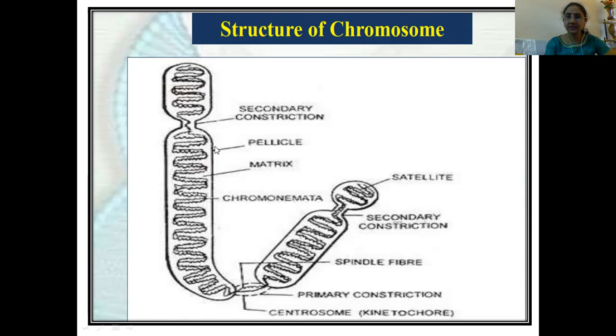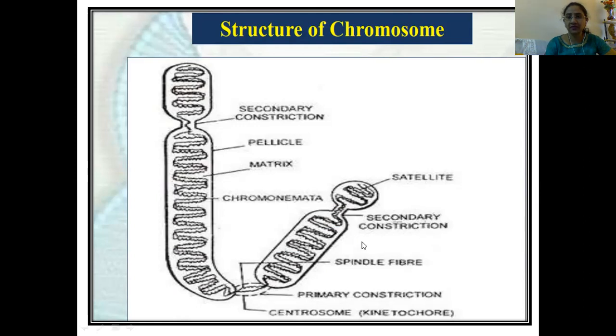The pellicle is the outer covering of the chromosome that protects it from the outside environment. And the matrix is a jelly-like structure which is present inside the chromosome. Chromonemata are the bead-like structures present inside. Primary and secondary constrictions I have already told you.